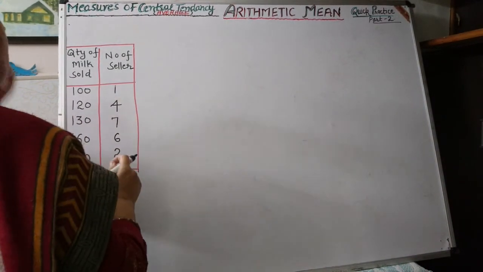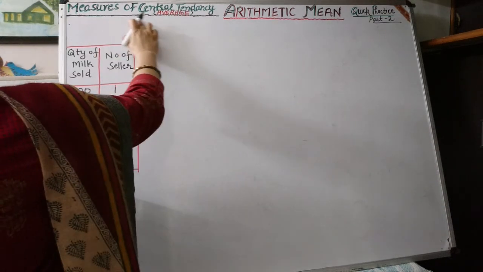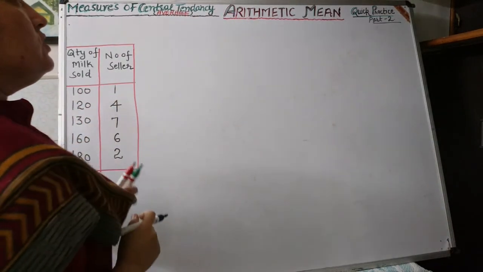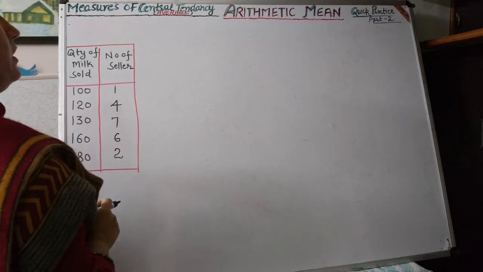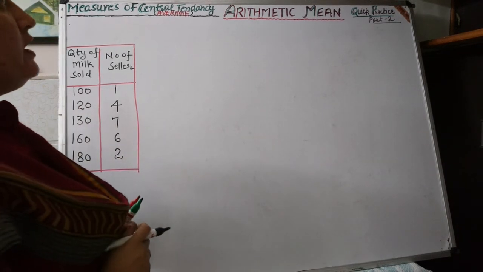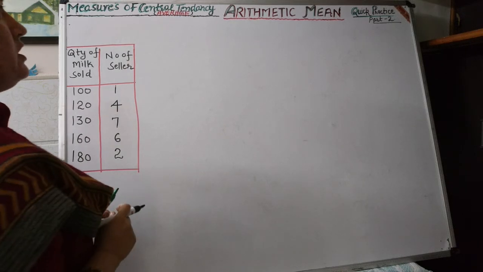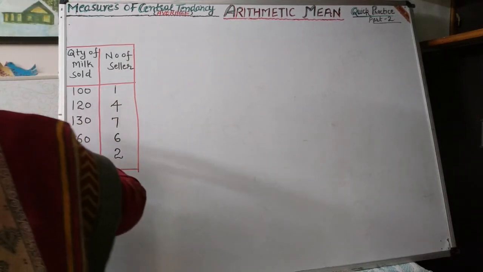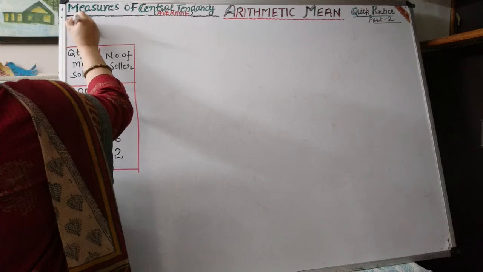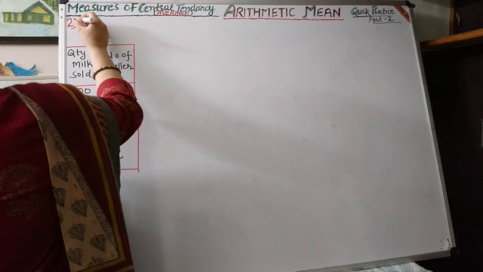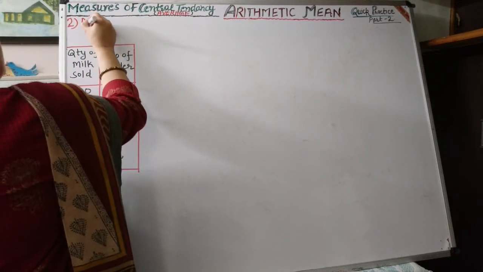In this video we will cover the first measure of central tendency, which is arithmetic mean. In the previous video we calculated arithmetic mean in individual series, and now let us start the calculation of arithmetic mean in discrete series.